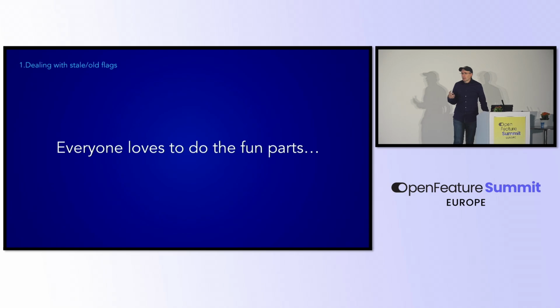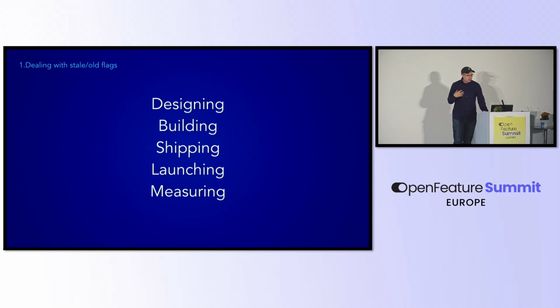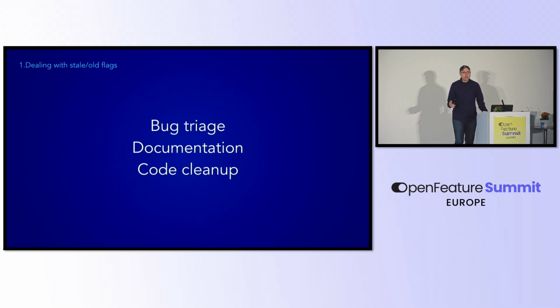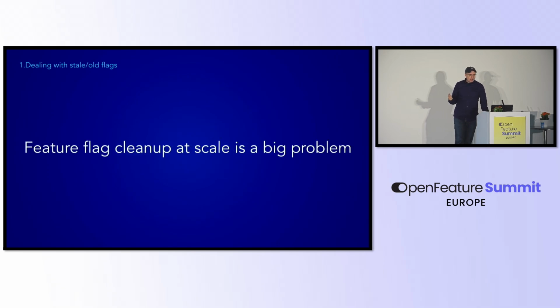As engineers, we really love to do the fun parts of every project. For me, that's designing, building, shipping. Sometimes launching is fun. And then measuring the impact of those experiments is also very cool. And then no one really wants to do any of the less fun parts, right? For me, this is always bugs, dealing with documentation, and cleaning up code, right? That's probably pretty universal. And this only gets worse when you start scaling up your use of feature flags.